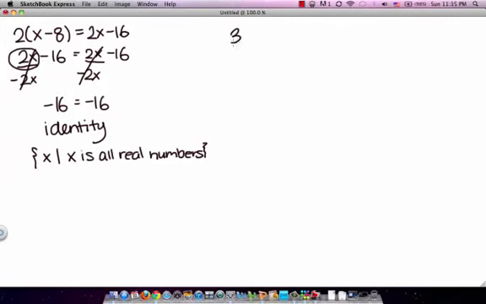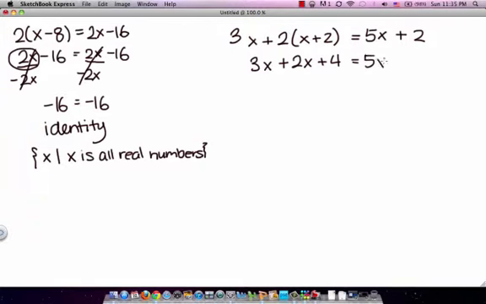The next one says 3x plus 2 times x plus 2 is equal to 5x plus 2. So here, the first thing that I would do is to distribute the 2. So I would have 3x plus 2x plus 4 is equal to 5x plus 2. So combine the like terms. These two terms are like. So if I add 3x plus 2x, I get 5x plus 4 is equal to 5x plus 2.